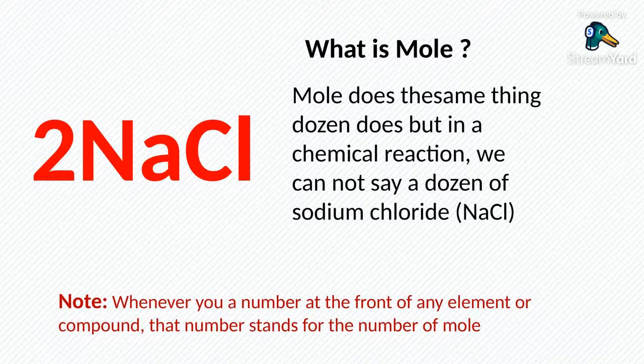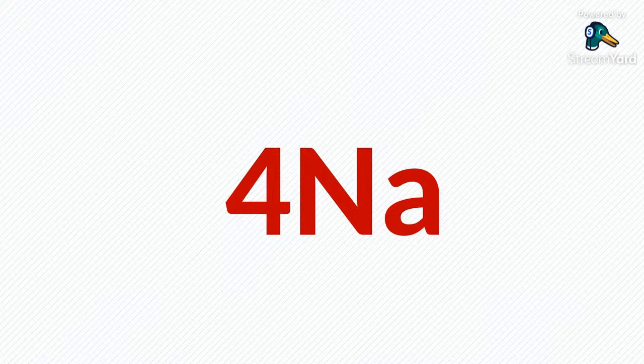Remember, a mole is a unit that quantifies items, usually chemicals. A dozen is a unit that quantifies items. A mole is a unit that quantifies chemicals. So moving forward, whenever you see a number at the front of an element or a compound, that number signifies the number of mole. Now, let's take a good look at this element. We have 4Na, 4 sodium. The number 4 here is acting as the mole. So to be more scientific, I would say we have 4 mole of sodium in this place.